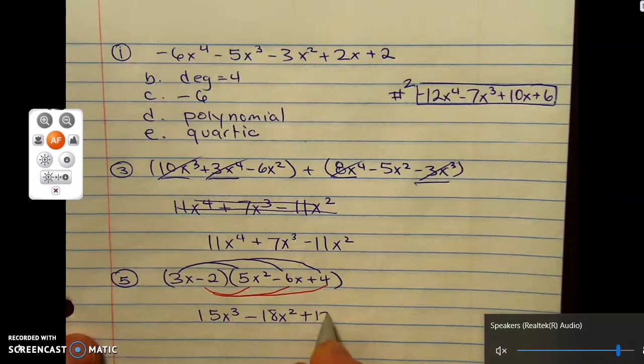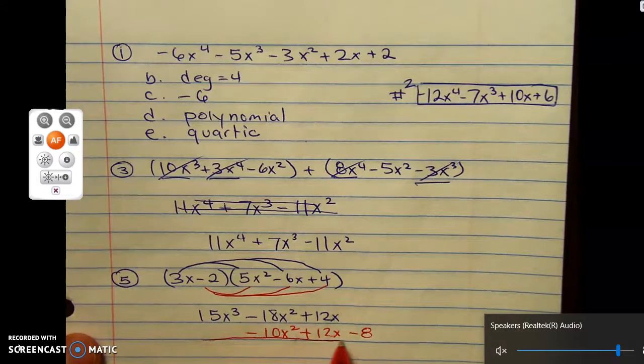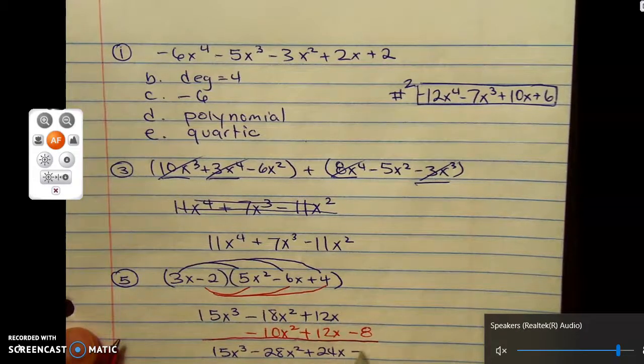plus 12x. Now for the part that I did in red, negative 10x squared plus 12x minus 8. And now just add like terms, and your answer is going to be 15x cubed minus 28x squared plus 24x minus 8. That's your answer number 5.